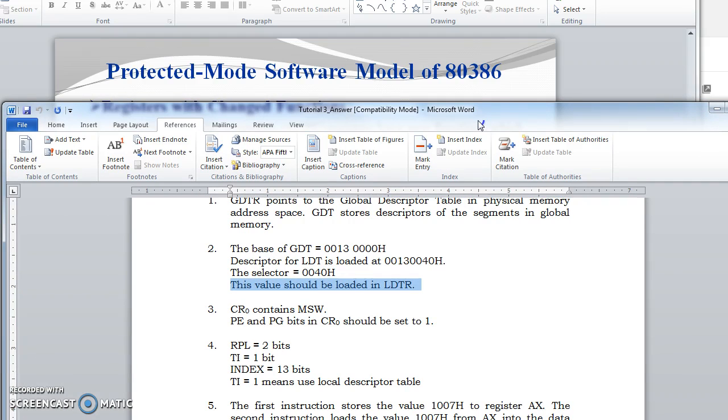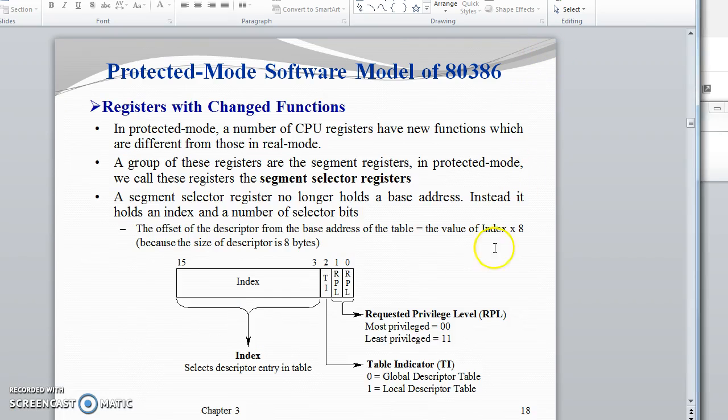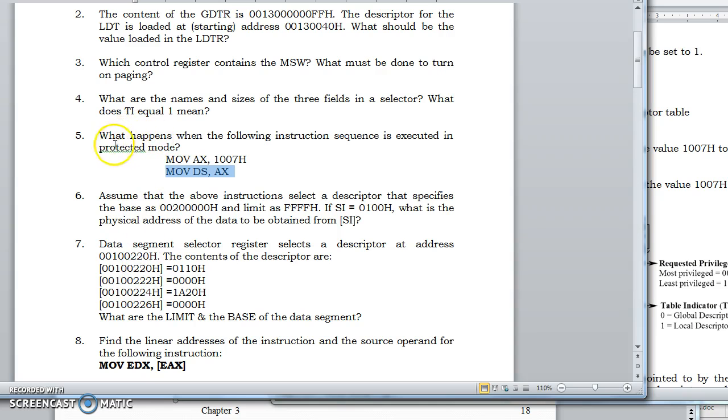So what does TI equal to 1 mean? TI equal to 1 means use the local descriptor table. As mentioned here, if TI is 0, it is the global descriptor table. If it is 1, it is the local descriptor table. Okay, let us see question number 5.